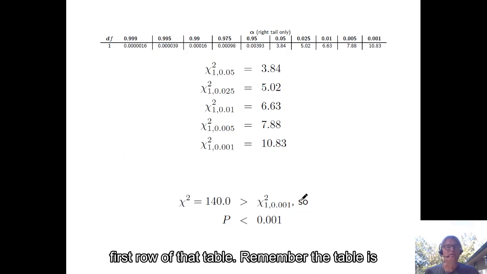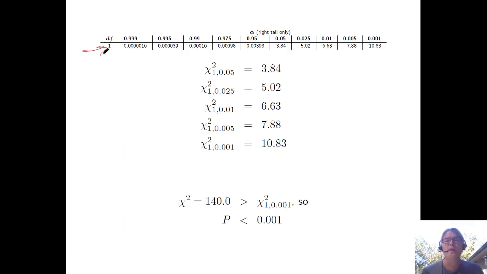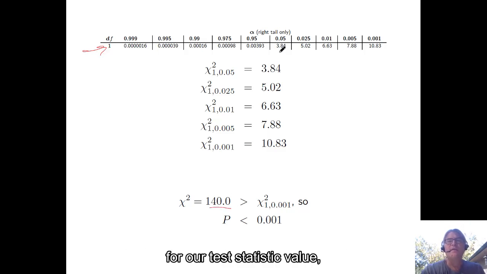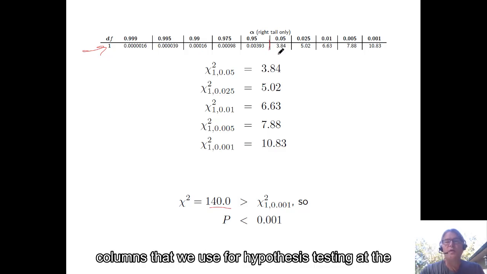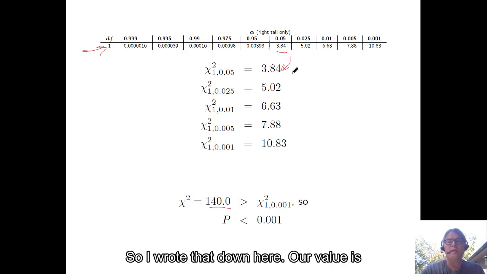And so we look at the chi-square table. We only have to look at the first row of that table. Remember, the table is organized by degrees of freedom. And so we would say, okay, we got 140 for our test statistic value. We would go and look at the columns that we use for hypothesis testing. At the 0.05 level, the critical value is 3.84. So I wrote that down here. Our value is larger than that, so we know we would reject at the 0.05 level.